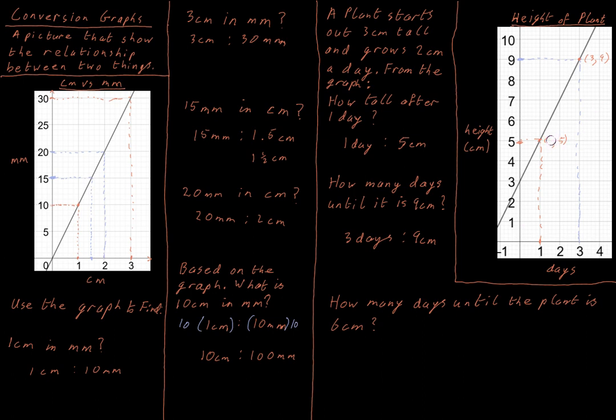The other thing to point out is, do we have something that is directly proportional here? And we don't. So when we had our centimeters and our millimeters, if we went from 1 centimeter to 3 centimeters, we made it 3 times bigger, we made our millimeters 3 times bigger. But here we have 1 day is 5 centimeters and 3 days is 9 centimeters. That isn't 3 times bigger. So this relationship here is not directly proportional because the ratio doesn't stay the same all the time.